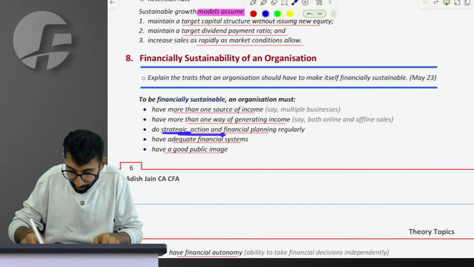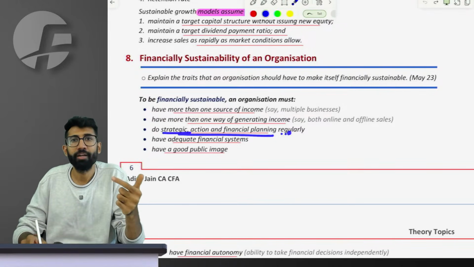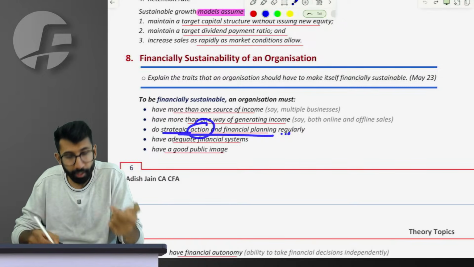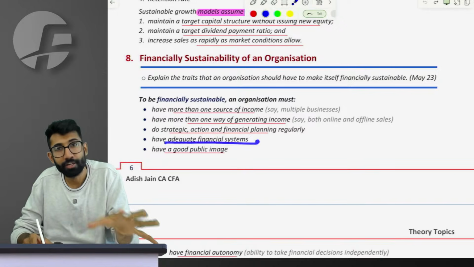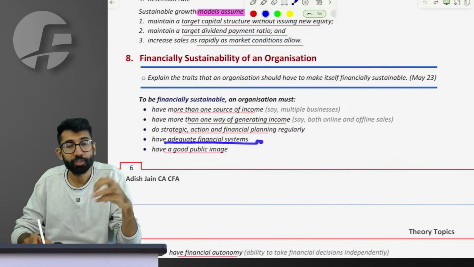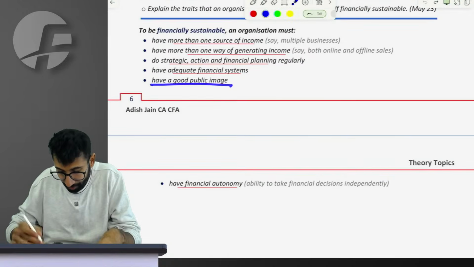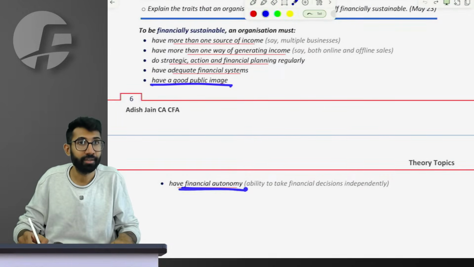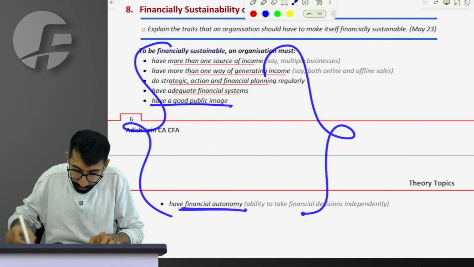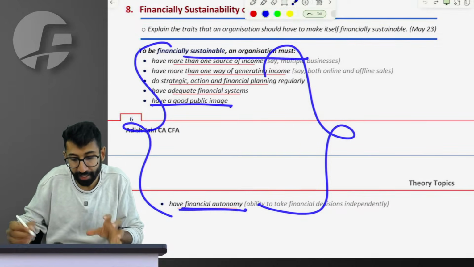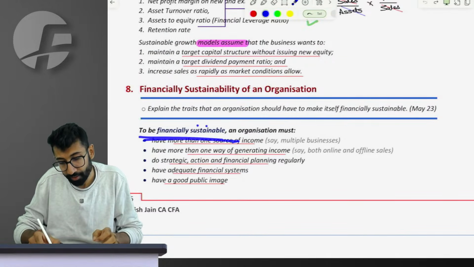Do strategic action and financial planning. You have to keep on doing financial planning, strategic planning of marketing, growing, beating competitors. What should be the execution for that? Adequate financial system. We should have the financial system in place, verifying the cost, verifying the returns, doing the ratio analysis. Sir, good public image, and financial decision making independently. Autonomy. Sir, these are the features that an organization must have to be financially sustainable.